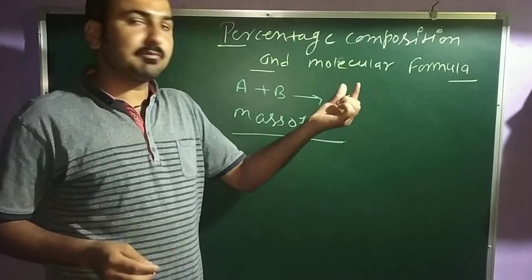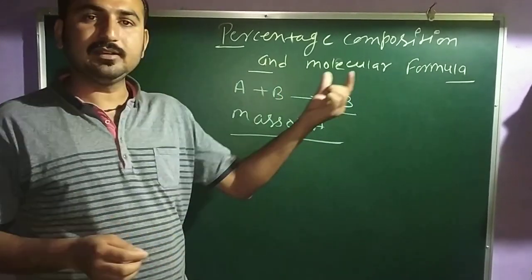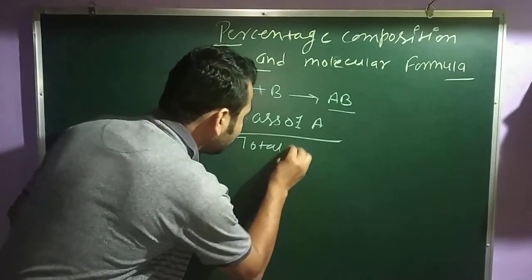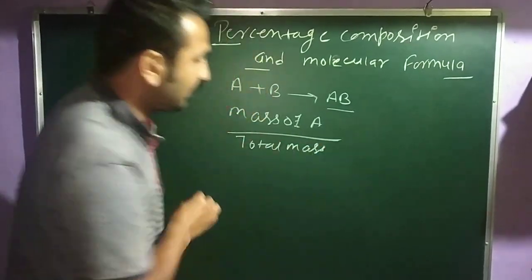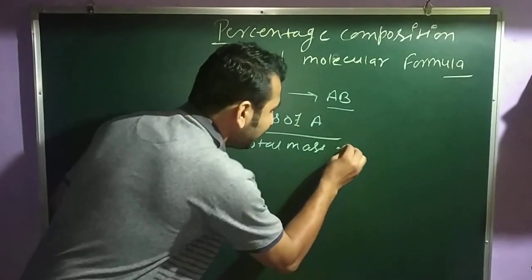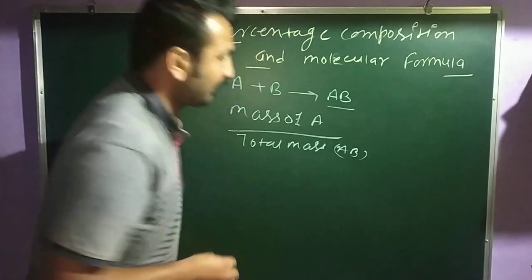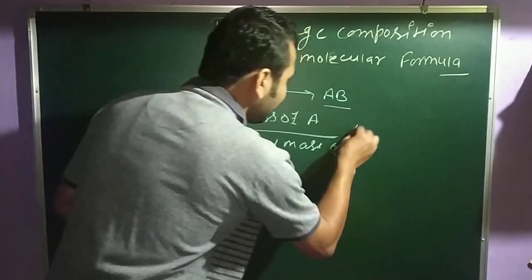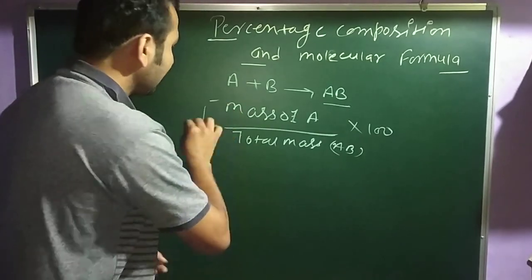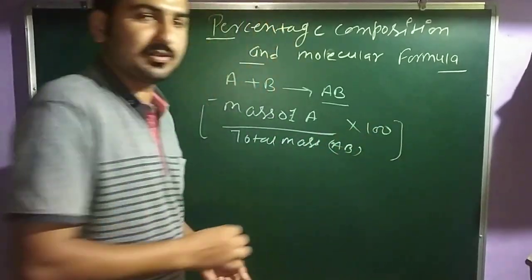Because आपको क्या निकालना है? कंपाउंड के अंदर निकालना है किसी A और B का मास परसेंटेज. तो you can write simply total mass of compound. Total mass that means किसका मास? इस AB का मास. Total mass I am writing here, किसका निकाल रहे हैं? AB का निकाल रहे हैं. And for the percentage composition, we have to multiply by 100. So this is your formula to calculate the percentage composition.